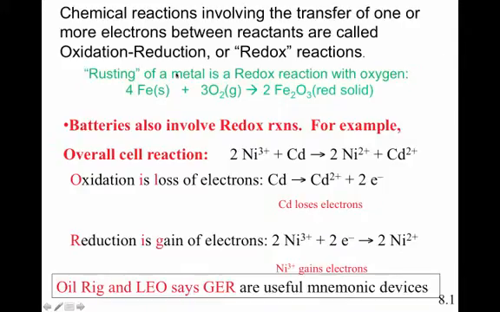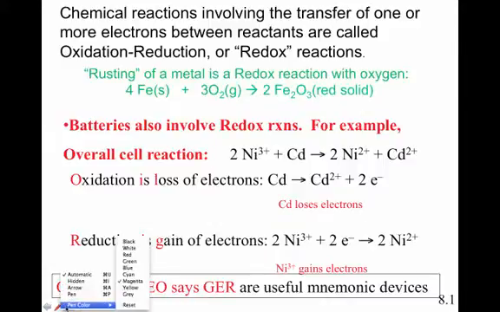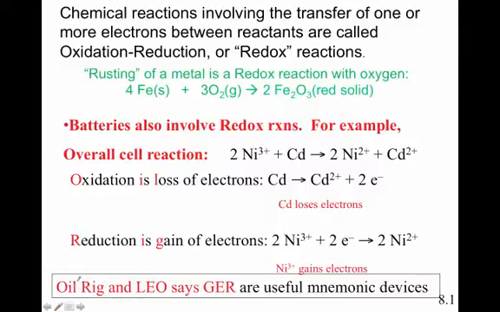Chemical reactions involving the transfer of one or more electrons between reactants are called redox, or oxidation reduction. We're not going to spend a lot of time with this, but just so you know, oxidation is rusting. For example, a nice metal like iron sitting here. Let me get my pen again. We have iron right here, like a piece of gray iron. It meets up with oxygen gas and it rusts.